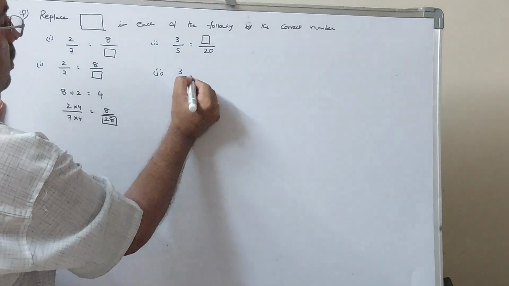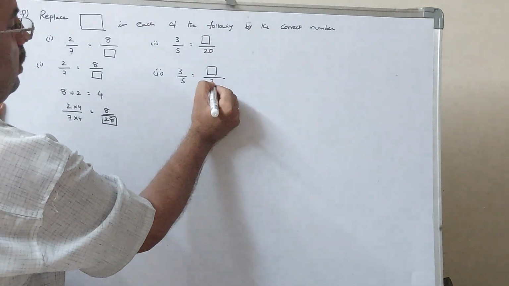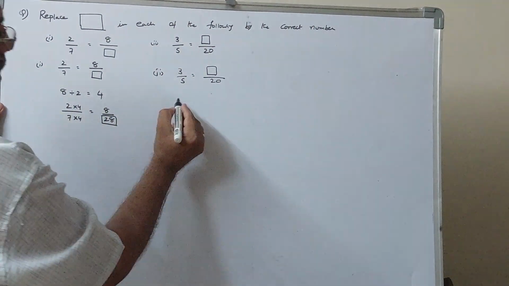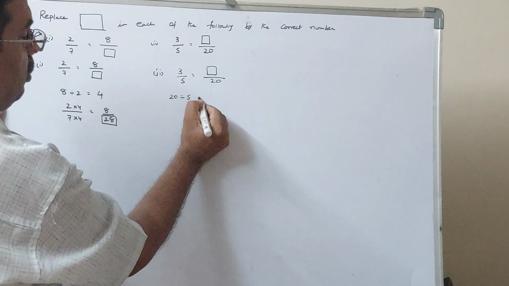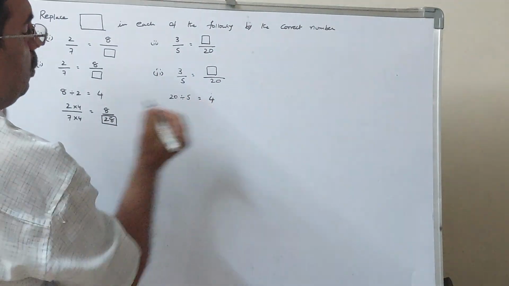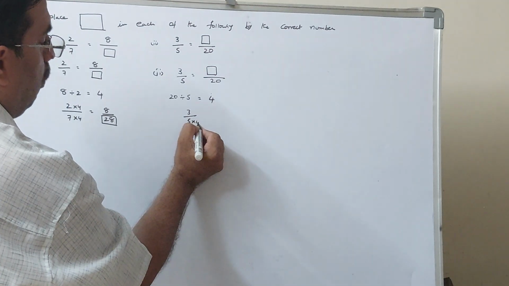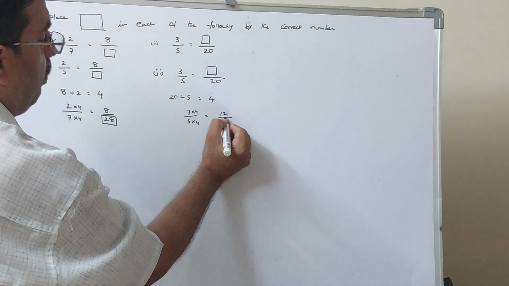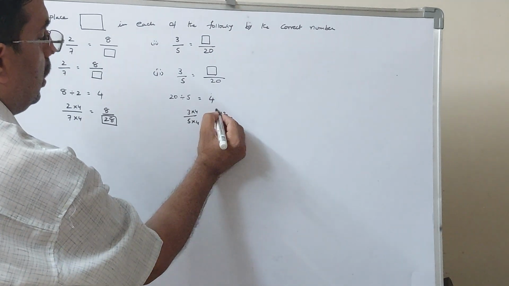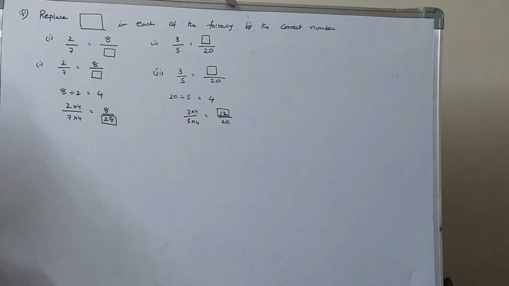Similarly, this one, 3 by 5 is equal to this by 20. So here you see 20 is there. So 20 divided by 5, how much do you get? 5 4s are 20. So 3 by 5 into 4 is equal to 3 4s are 12 by 5 4s are 20. So here the answer is 12. In this way you will get the results here. Okay?